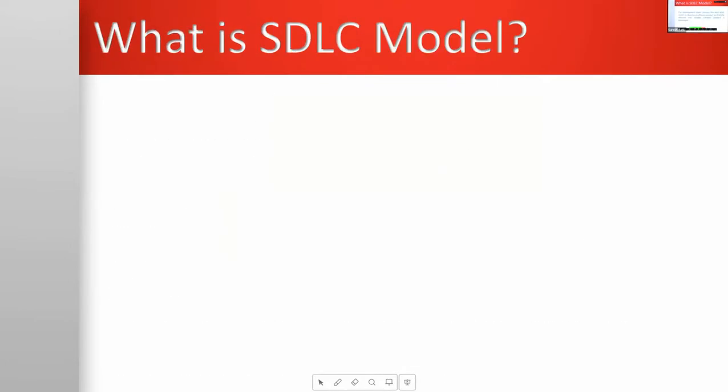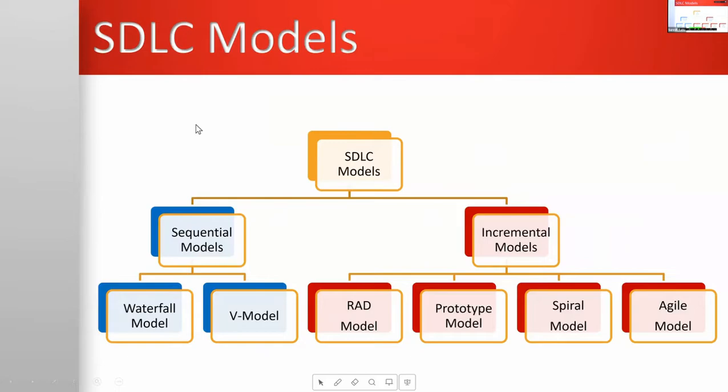A software development lifecycle model, an SDLC model, will explain the different ways of developing a software application. Majorly, sequential models and incremental models. Waterfall model and V model come under sequential models. RAD model, prototyping model, spiral model, and Agile model come under incremental models.